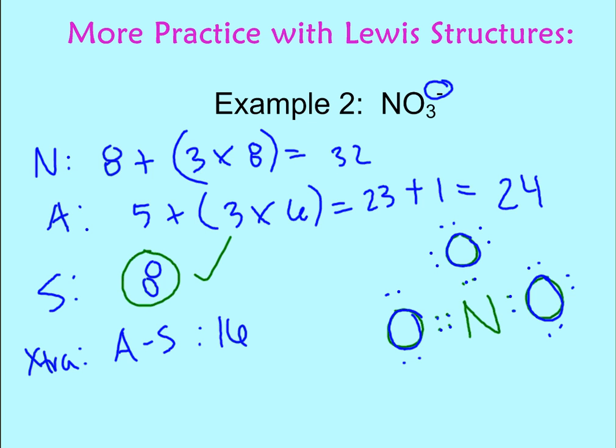And if I count for nitrogen, nitrogen has 1, 2, 3, 4, 5, 6, 7, 8. So nitrogen's happy. All right. So I used my 16 extra electrons. If you want to go back and check, you can. 1, 2, 3, 4, 5, 6, 7, 8, 9, 10, 11, 12, 13, 14, 15, and 16. And those 16 extra electrons, their purpose was to fulfill the octet rule on all of the atoms. Okay?